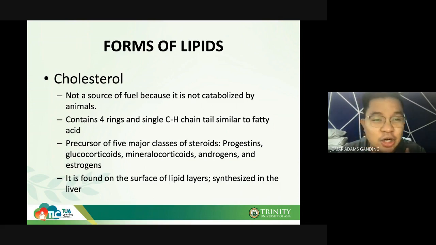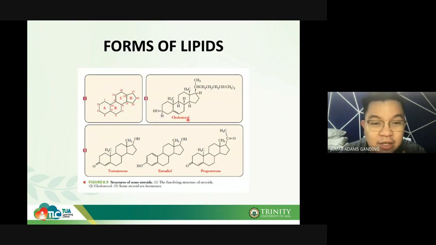So, this is your cholesterol. Again, you have four rings, 1, 2, 3, 4. And they are precursor to your steroid hormones. Okay? So, like testosterone, estradiol, and progesterone. So, estradiol, why do we say na estradiol?